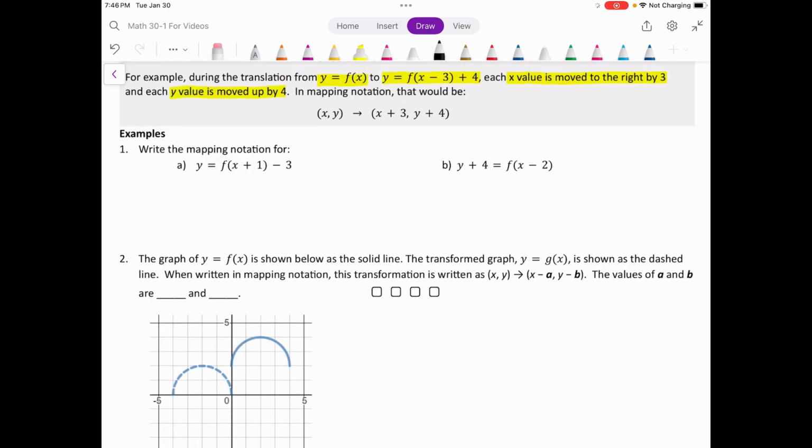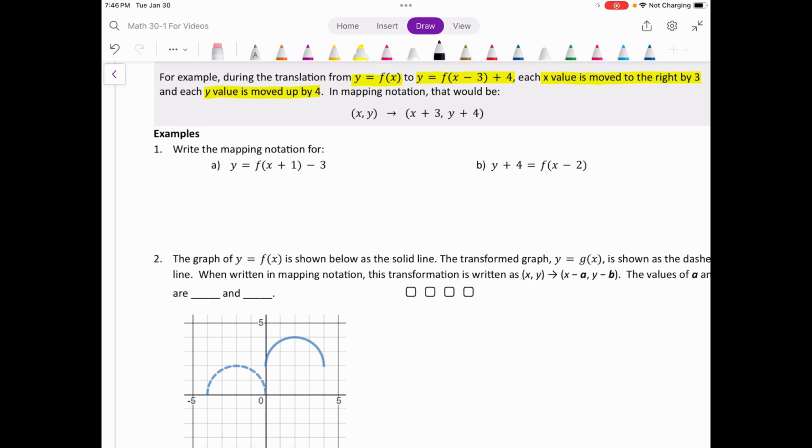All right, so write the mapping notation for, here it's given to us in function notation, y equals f of (x + 1) minus 3. Okay, so first things first, let's figure out what is the transformation being represented here.